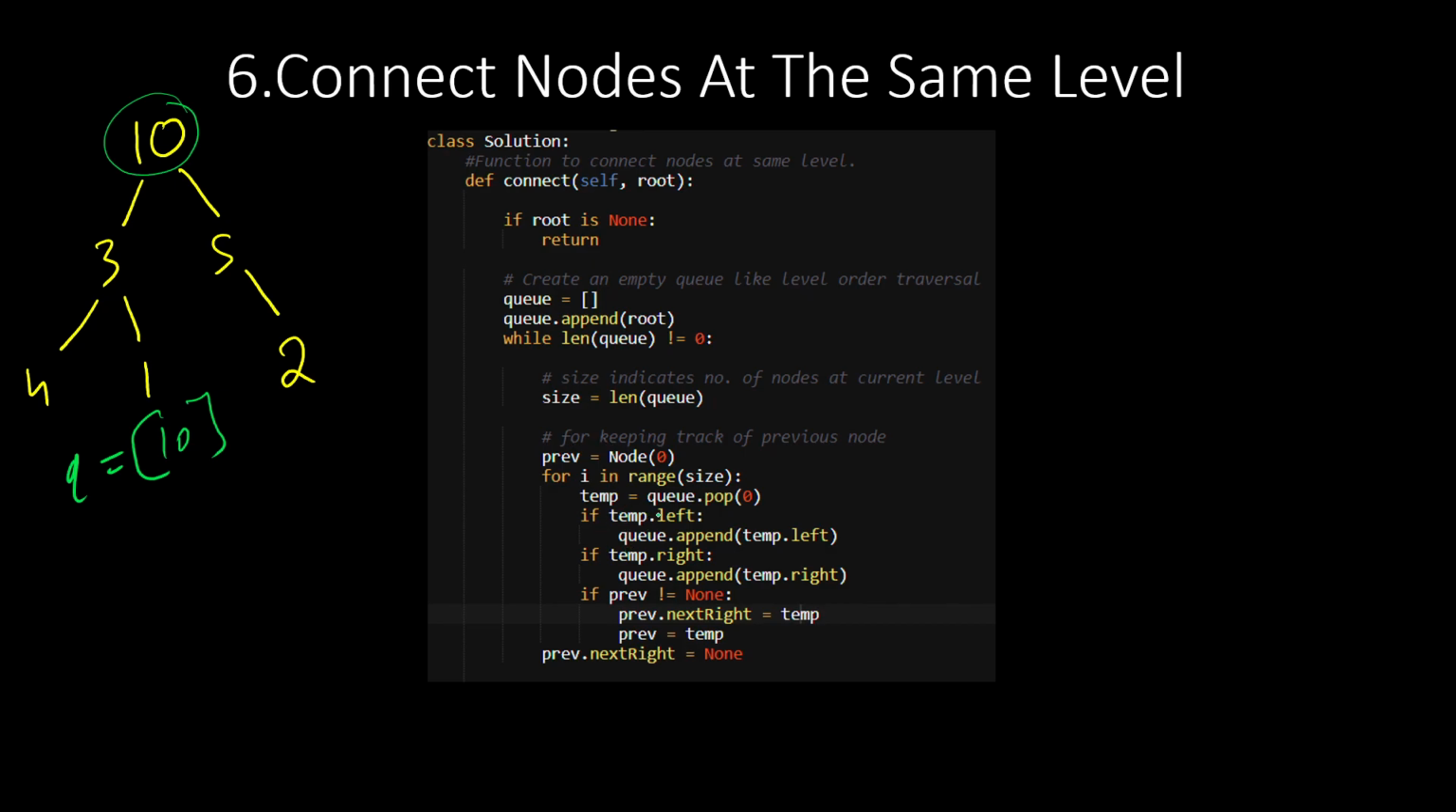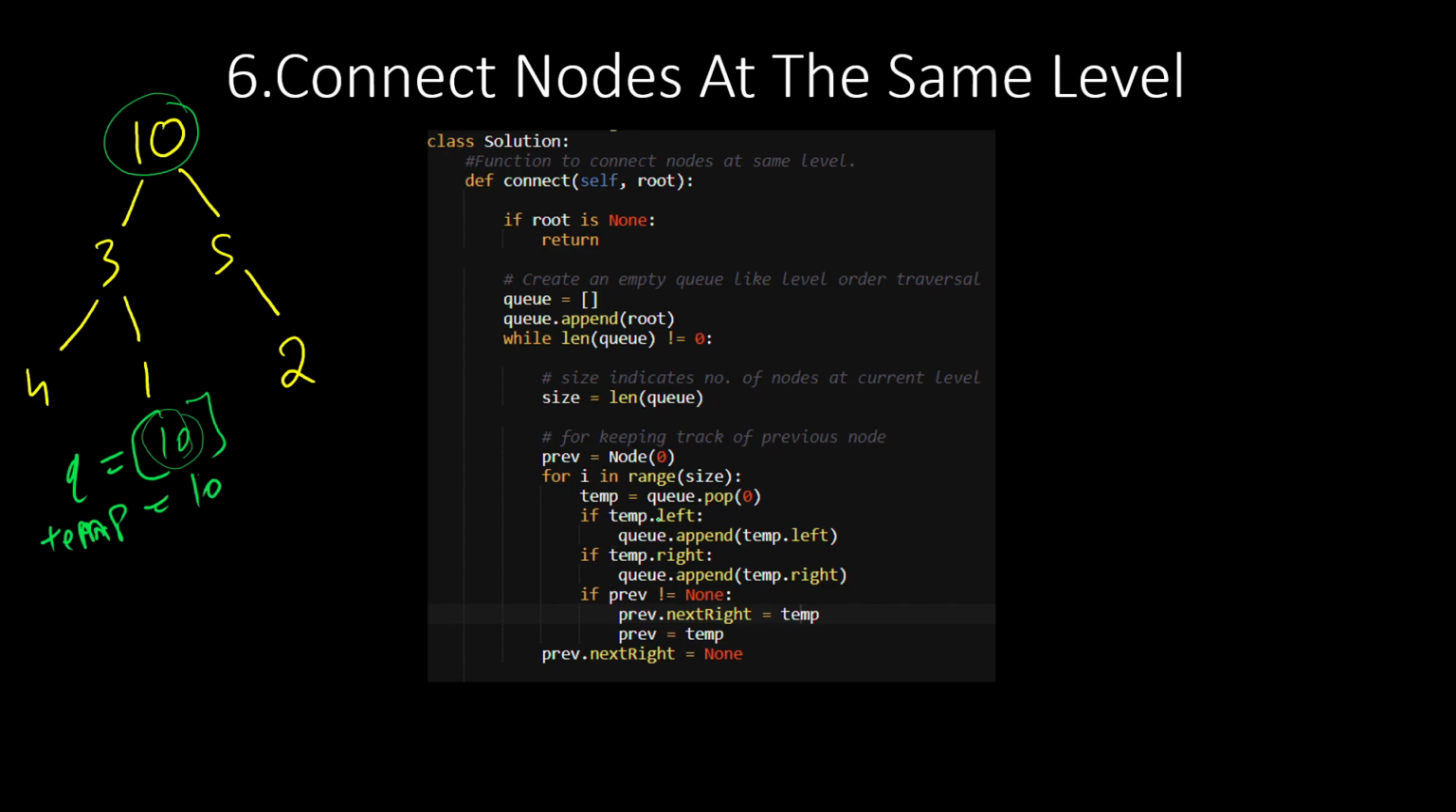Now coming to the for loop, size is 1. For this 10 we have size 1. For size 1 we are iterating, and we are adding left and right elements after popping the value. After popping that value, we're storing it inside temp here. This temp will have the address of 10, not the value 10. Whatever I'm saying is related to addresses only in this example. For easier explanation, I'm mentioning 10 here.